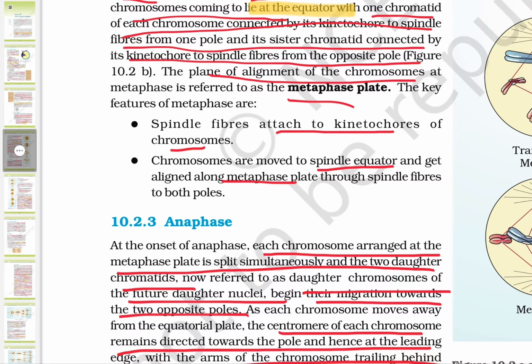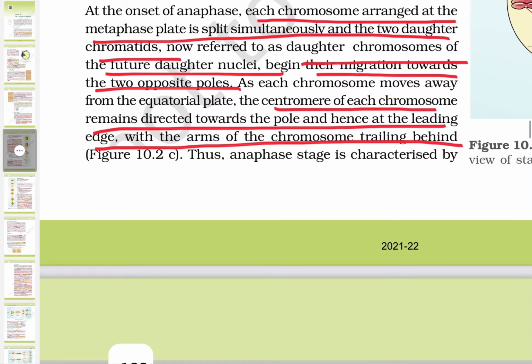Now we have anaphase. Now in anaphase, each chromosome arranged at the metaphase plate is split and two daughter chromatids, referred to as the daughter chromosomes or the future daughter nuclei, begin the migration towards the opposite poles. Now each chromosome moves away from the equatorial plate and the centromere of each chromosome remains directed towards the pole.